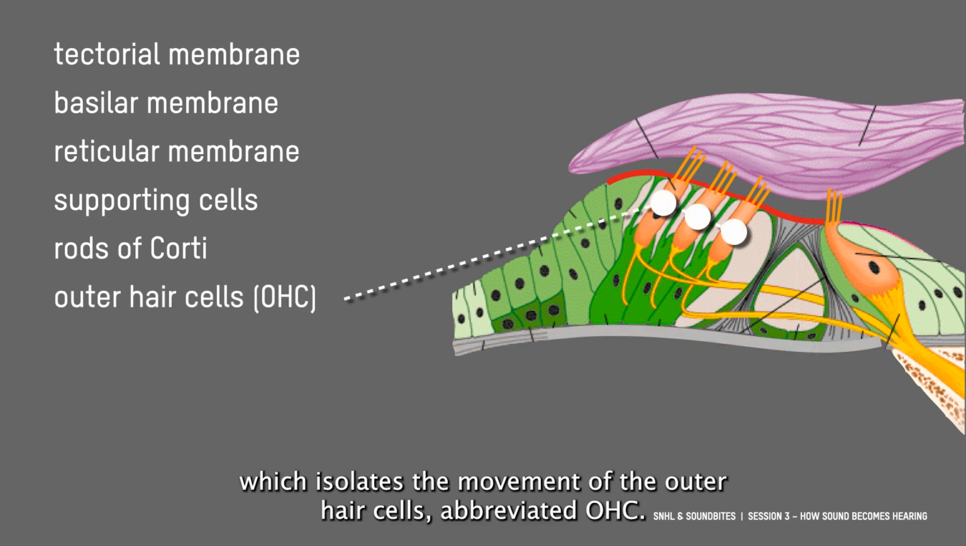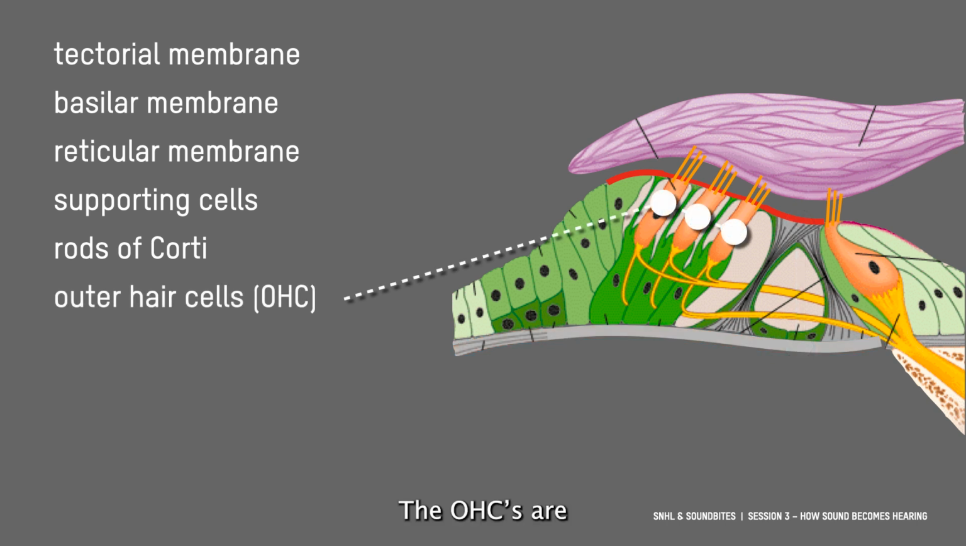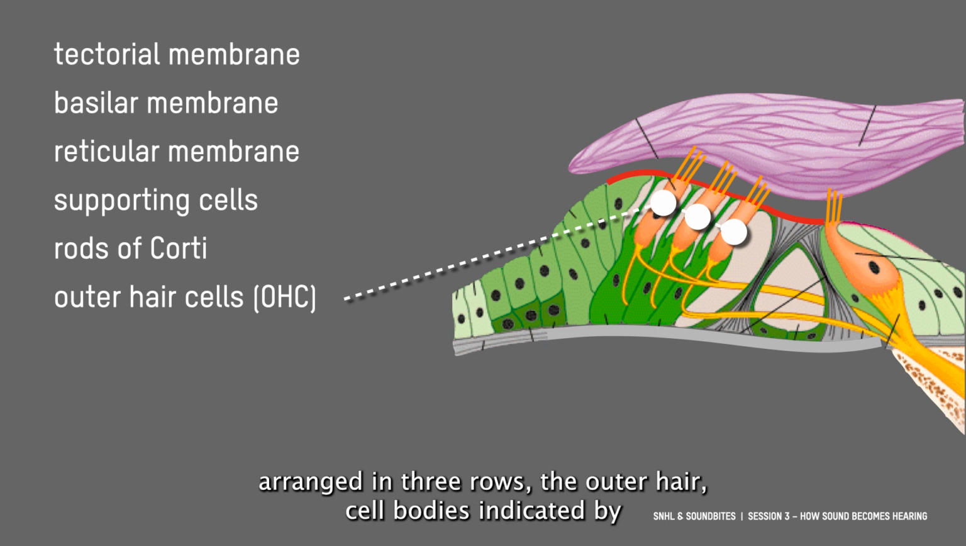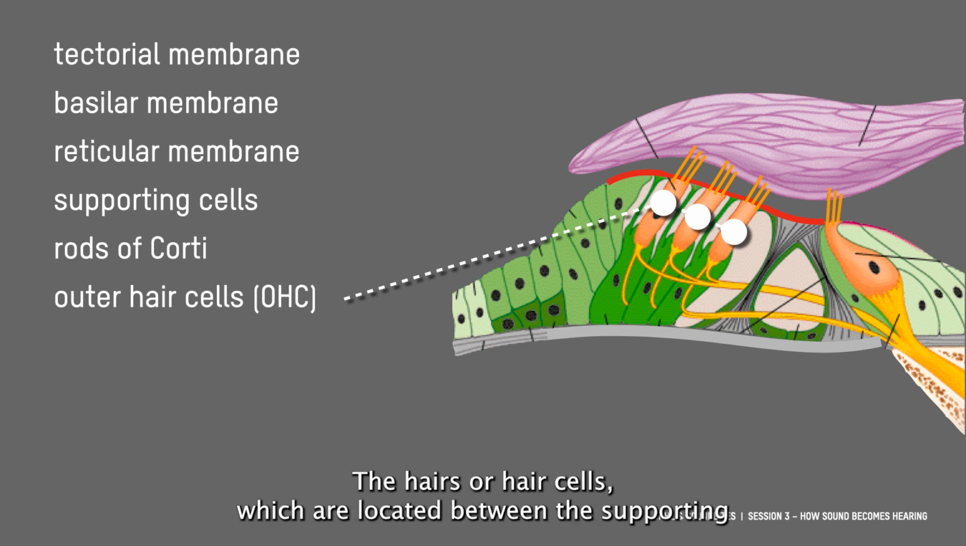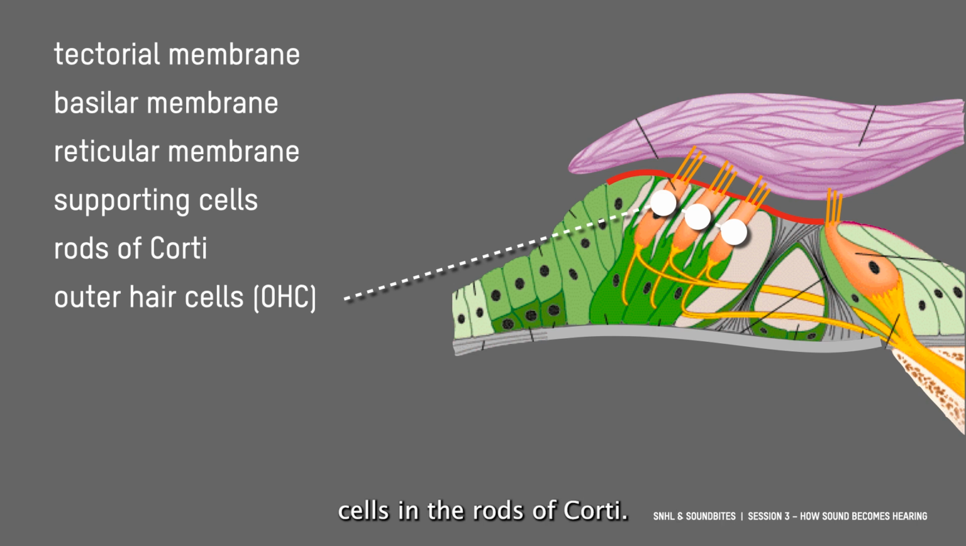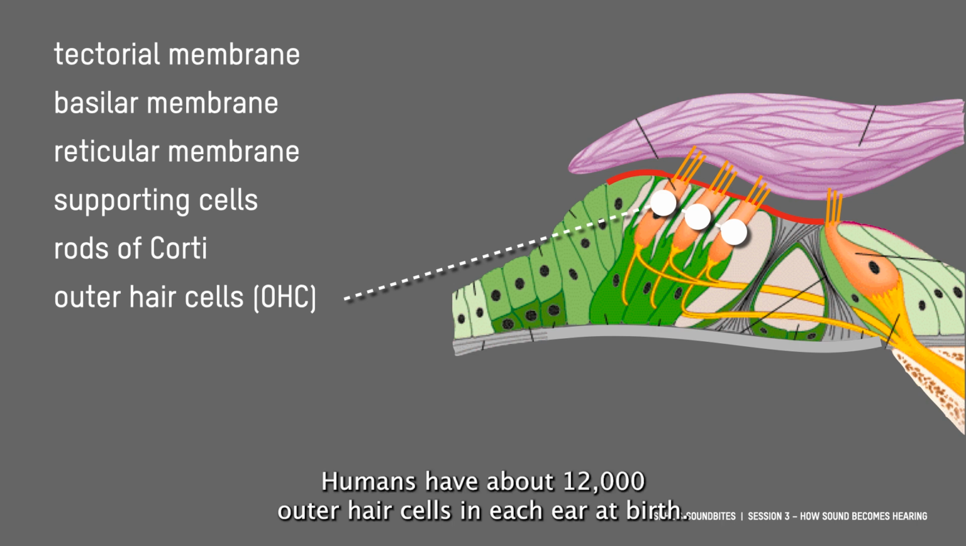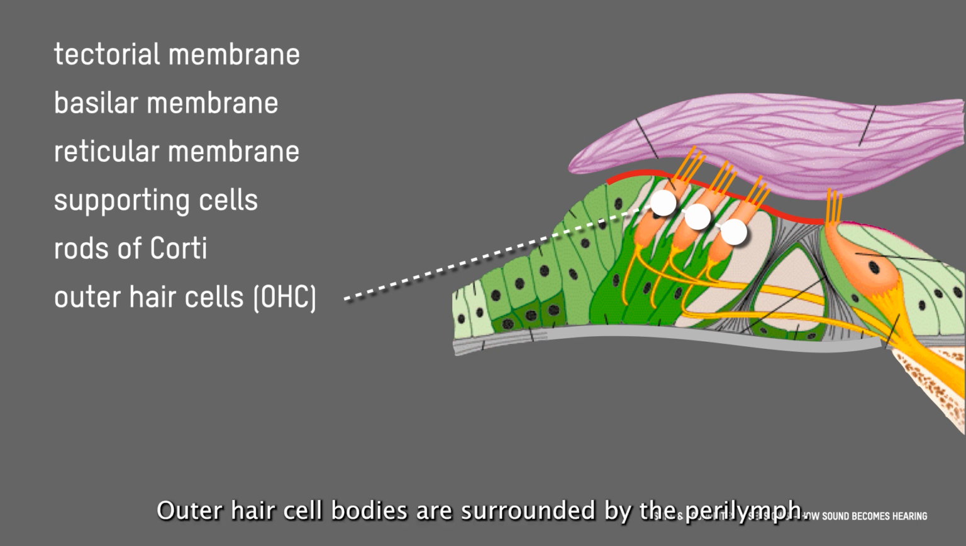cells, abbreviated OHC. The OHCs are arranged in 3 rows. The outer hair cell bodies, indicated by the white dots, are integrated with their stereocilia extensions, the hairs of hair cells, which are located between the supporting cells and the rods of Corti. Humans have about 12,000 outer hair cells in each ear at birth. Outer hair cell bodies are surrounded by the perilymph.